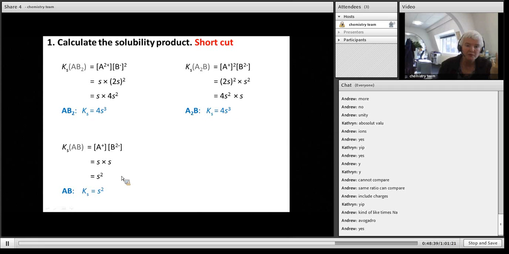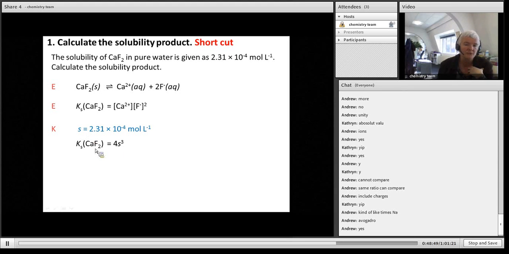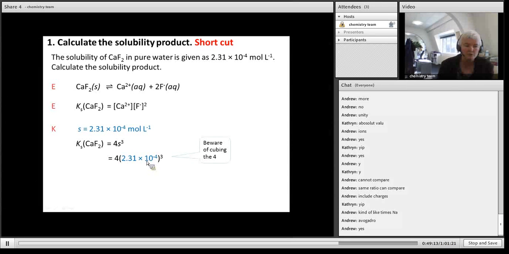So here's the same problem we did, but the shortcut method. Remember that we still do the eq part. Now we're just going to put this equation down. Ks is 4S cubed because it's an AB2 salt. And now we know S is that. So we just cube 2.31 times 10 to the minus 4, that comes from there, multiplied by 4. Now remember, we multiplied by 4 after we've cubed it. A common error is you take this 2.31, etc., multiply it by 4, and then you cube it. Can you see you're not going to get the right answer?